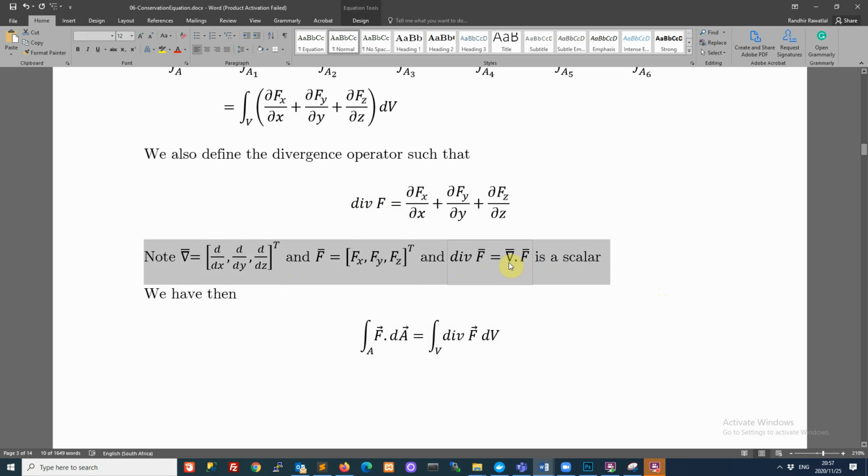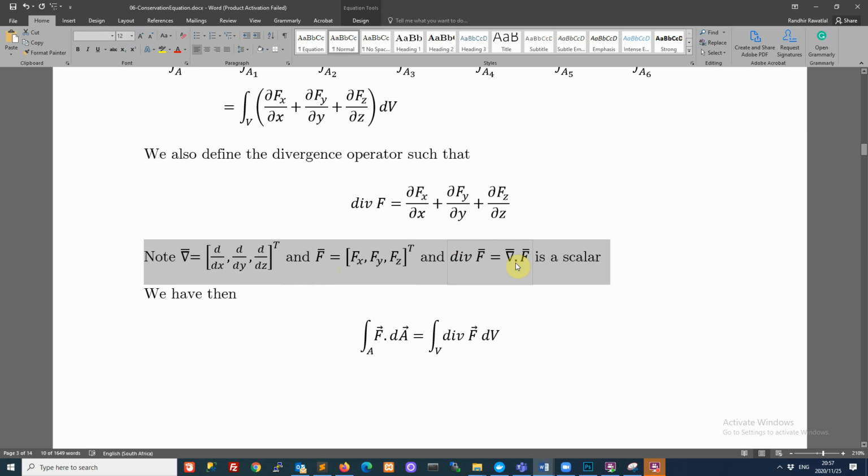So this is not really a dot product because this is an operation. Nabla is a vector that gives us the gradient in each direction, and so you apply nabla onto some vector, and then the result of that is basically the divergence, right?